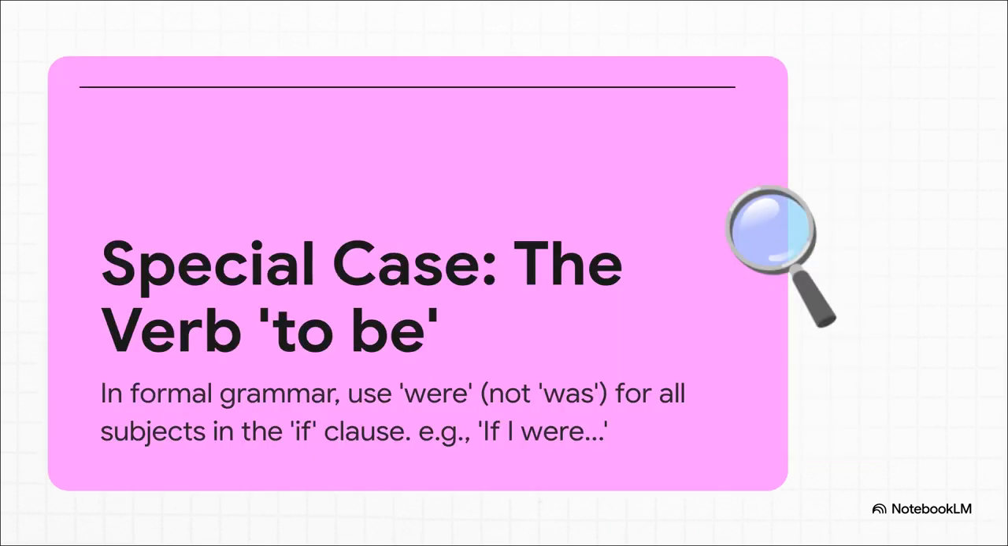Okay, quick detour for a very important special rule. This is a pro tip. When you're using the verb to be in that if part of the sentence, the most correct and formal choice is always were, for everyone. If I were, if you were, if he were, if she were. Now, you'll definitely hear people say was in casual conversation, but using were just sounds a bit more polished.